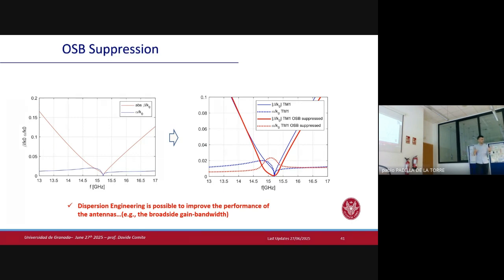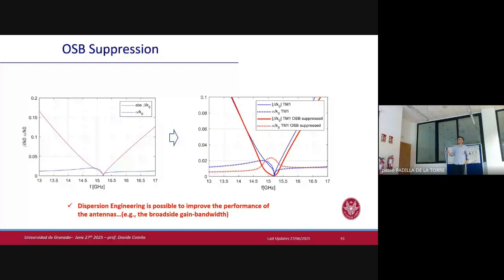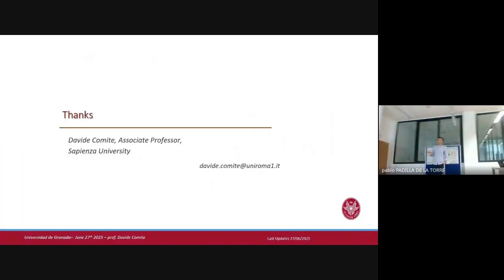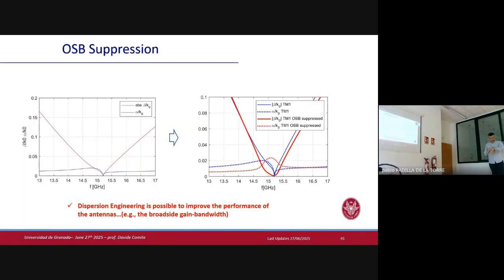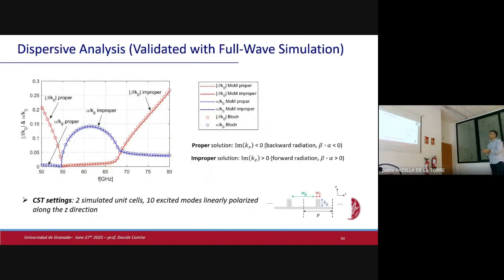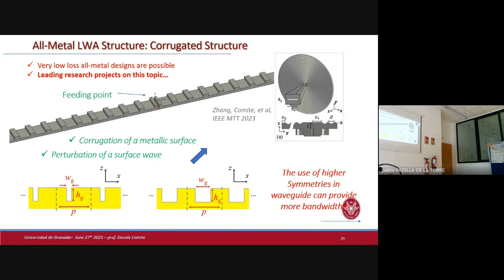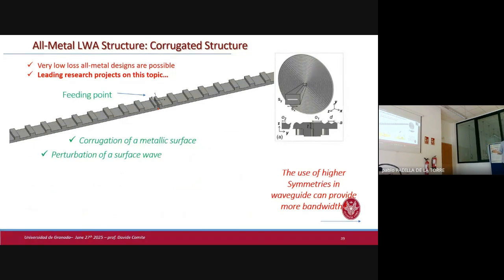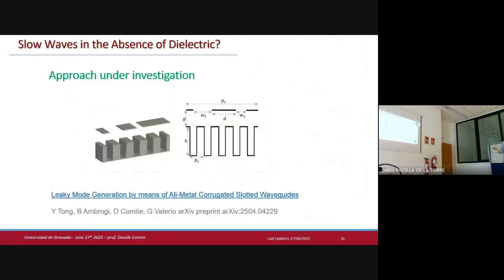So you can use Leaky-Wave theory to design this antenna, but you can also use array theory. I think it's 1 o'clock. This is just to give you an idea. In the end, we are optimizing this antenna with the suppressed open stop band. We are working on this one, and we are discussing how we can manufacture these antennas that are all metal, because they minimize losses.